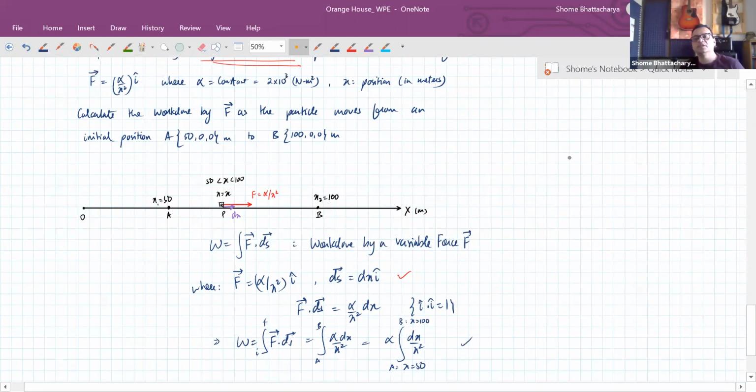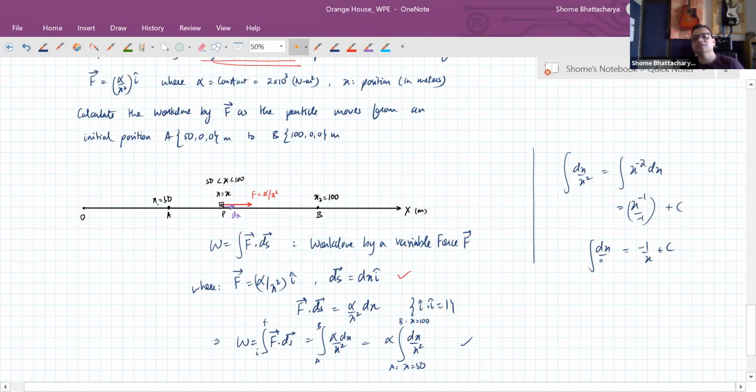Okay. Now you know that the integration of dx by x square is x to the power minus 2. So that is x to the power minus 1 upon minus 1 plus c. So it is nothing but minus 1 by x. So the indefinite integration is like this. Okay. So the definite integration is like this. So that in fact becomes 1 by a minus 1 by b. Okay. So use this over here and work out the final answer, please.